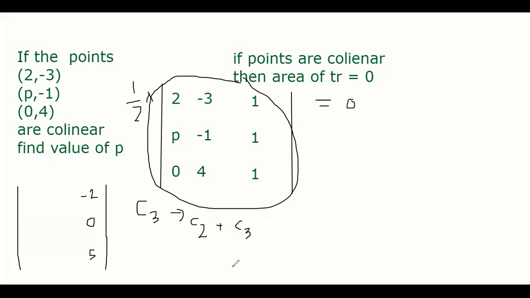Any other operation we can do? Can we do this also? I want to make as many zeros as possible. Can't we do this? Okay, let me write it here. 2 minus 3, p minus 1, 0 4. Correct? That was the value. Now I want one more 0. Is it possible anywhere?